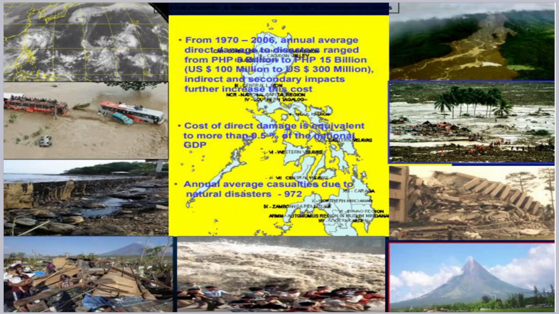So therefore, we could say that disasters and calamities are actually making the stability of our economy a little bit on the downside, no? It is a negative factor for the development of the economy. Okay? So the annual average casualties due to the natural disasters can total up to 972 per year. Okay? So annual, so every year siya.